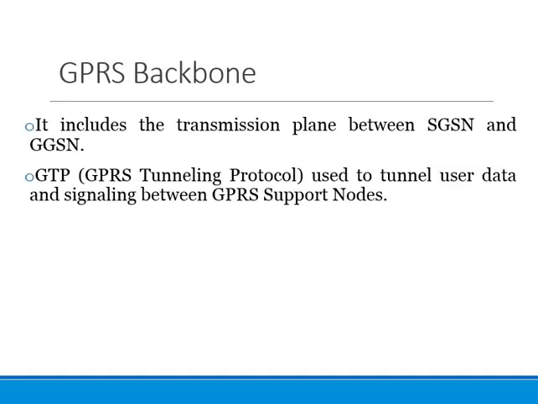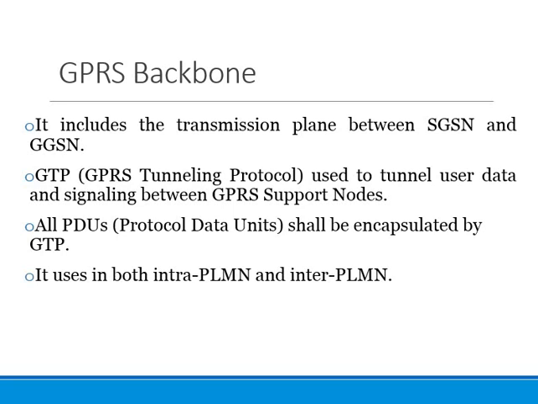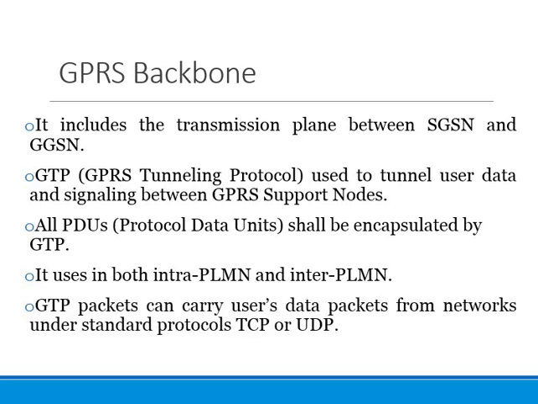The next is the GPRS backbone. It includes the transmission plane between the SGSN and GGSN. GTP, that is the GPRS tunneling protocol, is used to tunnel the user data and signaling between the GPRS support nodes. All the PDUs, that is the protocol data units, will be encapsulated using the GTP. It is used in both intra-PLMN and inter-PLMN. GTP packets can carry users' data packets from networks under standard protocols TCP or UDP.